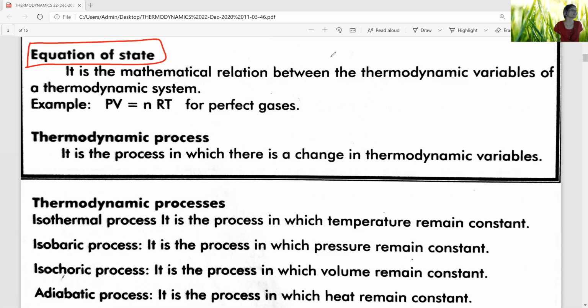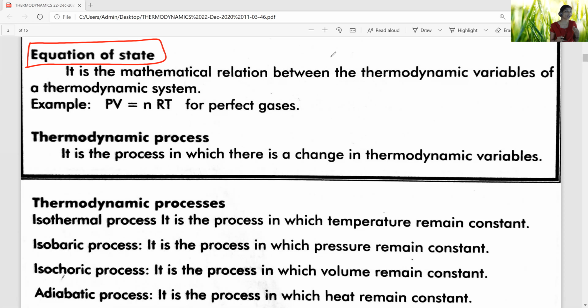So next we shall see some of the processes we come across in thermodynamics. In thermodynamic processes we come across mainly four processes: isothermal process, isobaric process, isochoric process and adiabatic process. Isothermal: iso means same, thermal means temperature or heat. So an isothermal process is the process in which temperature remains constant.